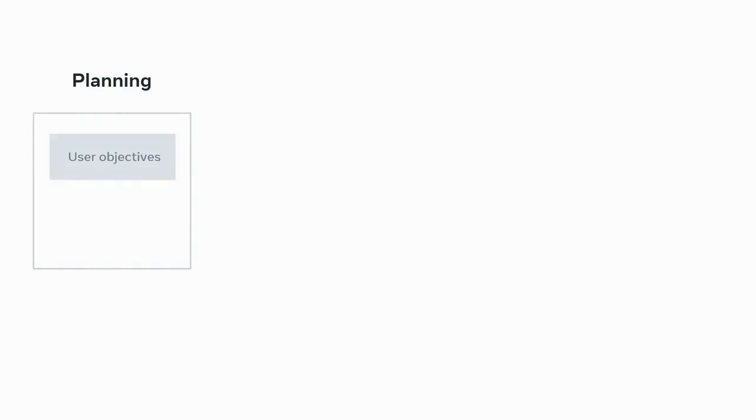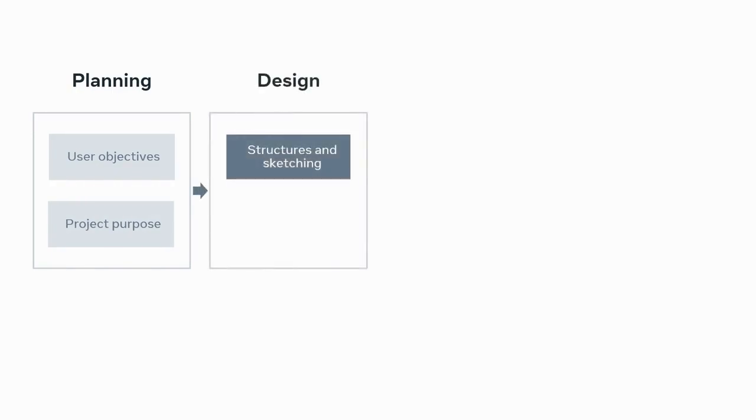Arguably, the most crucial stage in this UX/UI process is the planning phase, which includes gathering the user's objectives and goals and determining and mapping the project's overall purpose. The design phase is where designers turn the facts and information from the planning stage into reality. This stage must produce design structures and sketches for approval in testing.